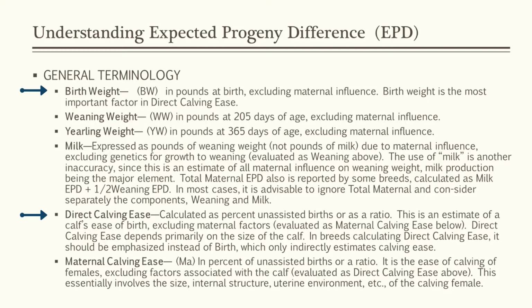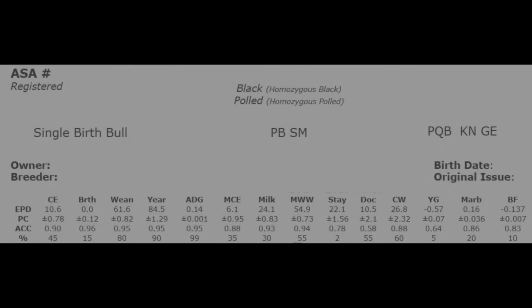The problem is that I have to look within a breed. I might have to look within a particular breed for calving ease and for weaning weight EPD. And then the breed that I might be interested in may not have calving ease EPD, but they have birth weight EPD.